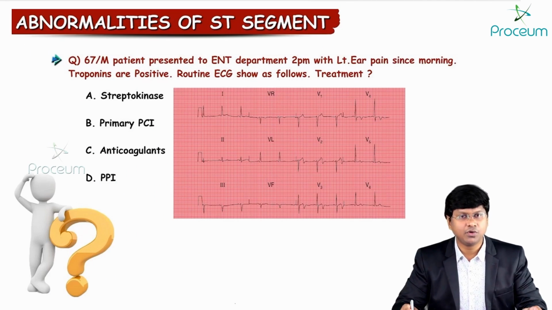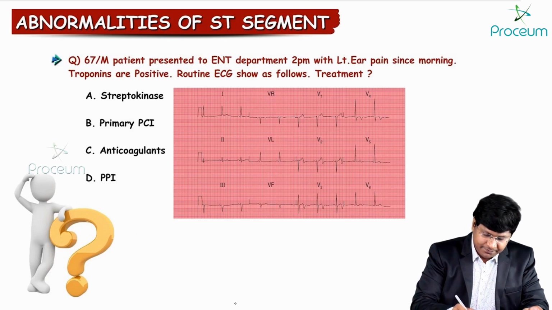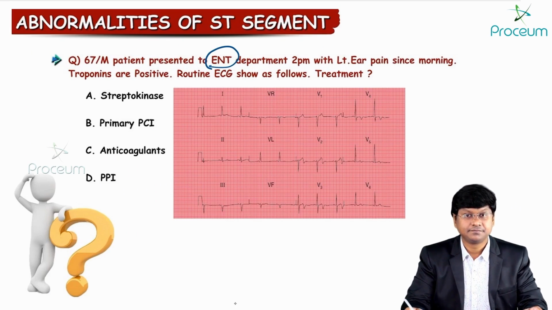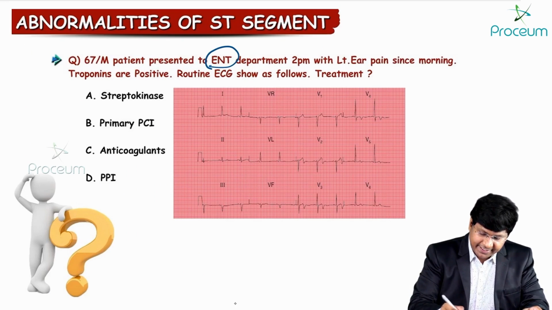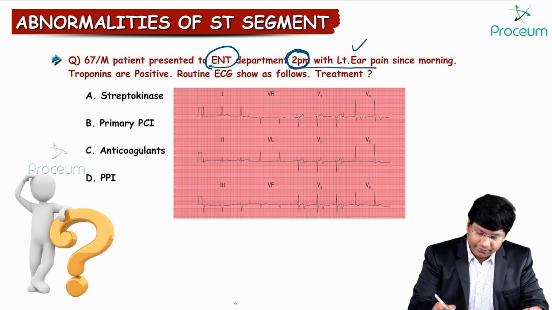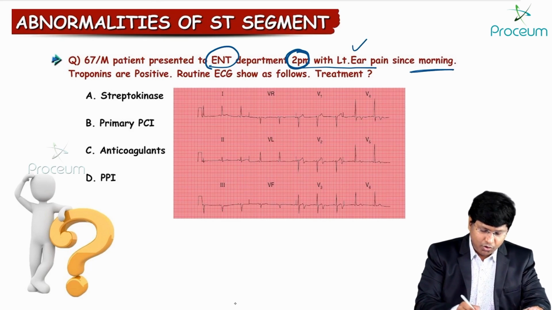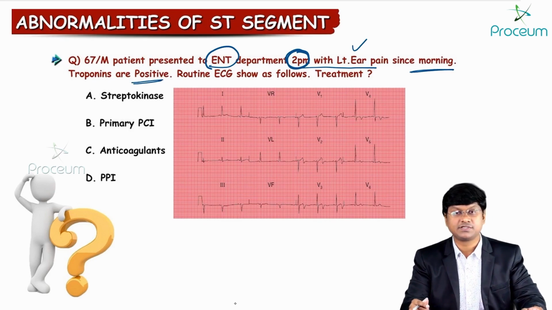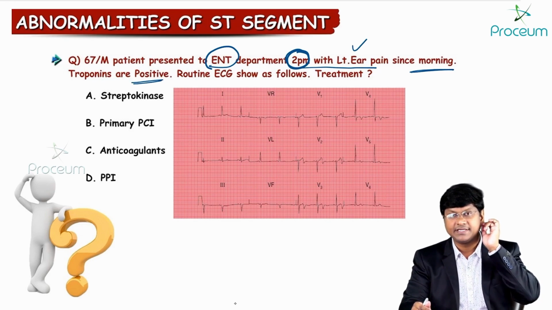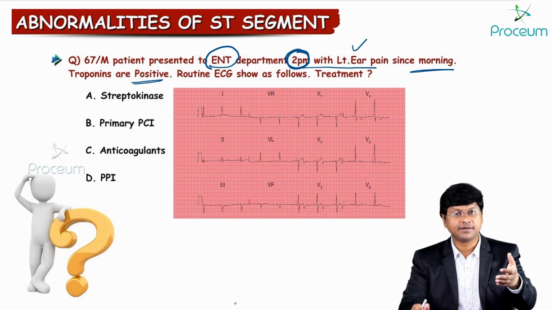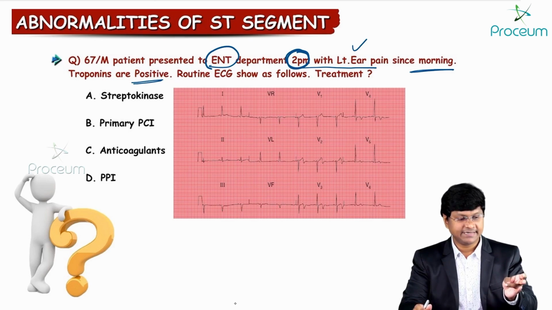A 67-year-old male presented to the ENT department at around 2 p.m., complaining of left ear pain since morning. The ENT doctor was a little clever, right? He examined the ear and asked about the risk factors. He is a 67-year-old male and he was diabetic, hypertensive, a smoker, and the family history is also there.